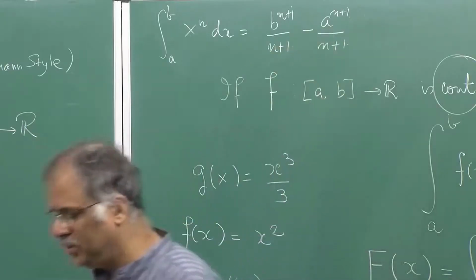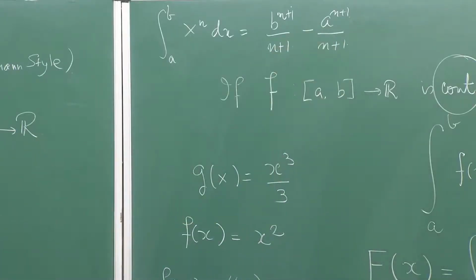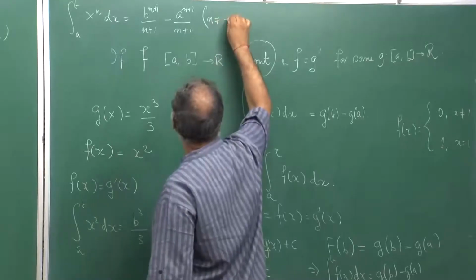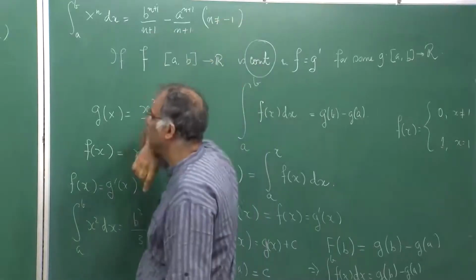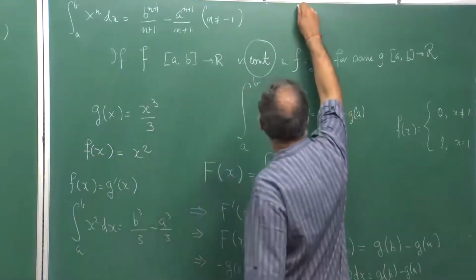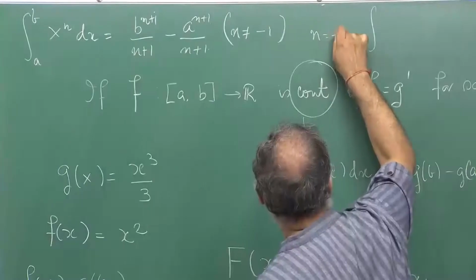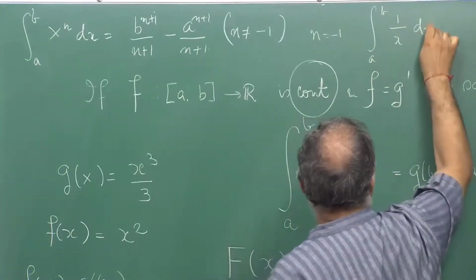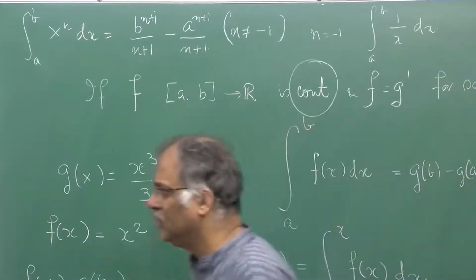But you have to be very careful here. n equal to minus 1 is not something which you are going to bother about. n is not equal to minus 1. If n is equal to minus 1, this is undefined. So, when n is equal to minus 1, we write this as the integral from a to b of 1 by x dx. Now, nobody knows how to do anything about it.